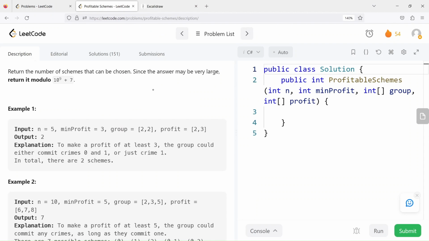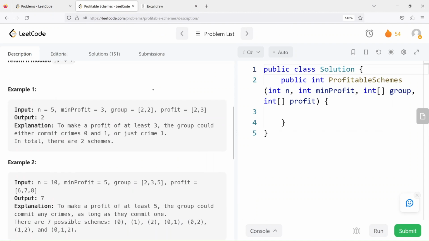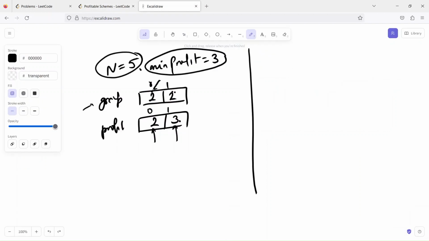Overall, what we have to do is find out the total number of ways, and it requires 2 schemes. So if you take a look, we have to take a minimum profit of 3, right? This has a profit of 2, so that means that either I have to do crime 1 to make a profit of 3, or we have to do both crime 0 and 1 to make at least a minimum profit of 3.